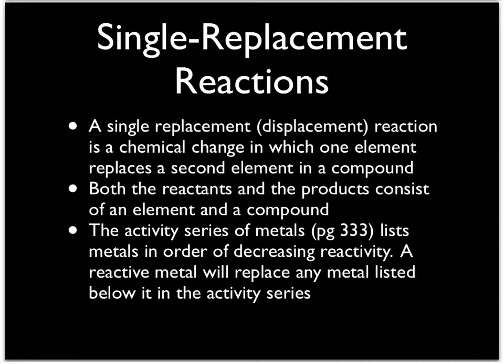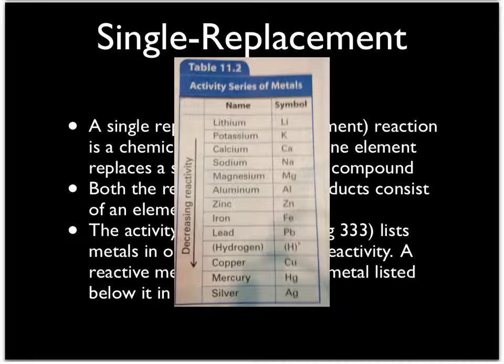There is one kind of confusing thing about it: you need what's called the activity series of metals. It's on page 333. It's also on the back of the periodic tables that I pass out. It lists elements in order of decreasing reactivity, because in order for one element to take the place of another, it has to be stronger than the one that it's replacing.